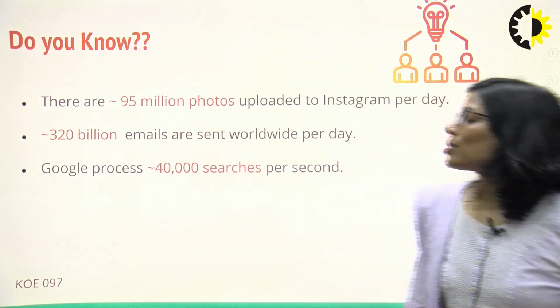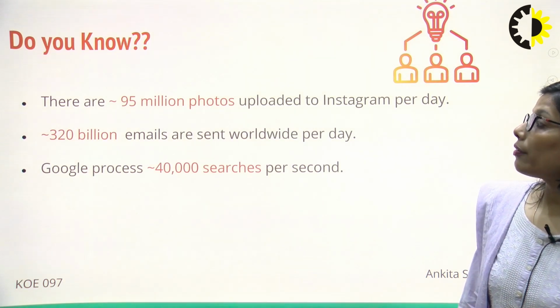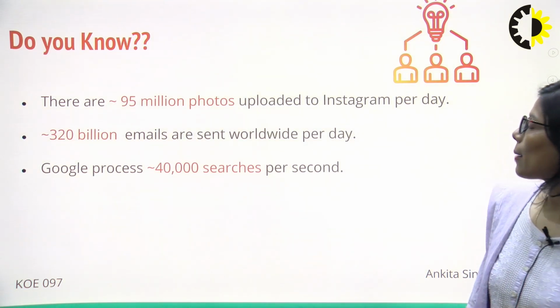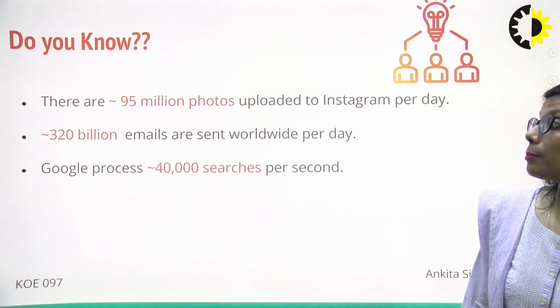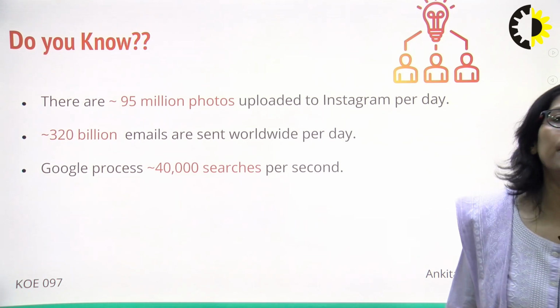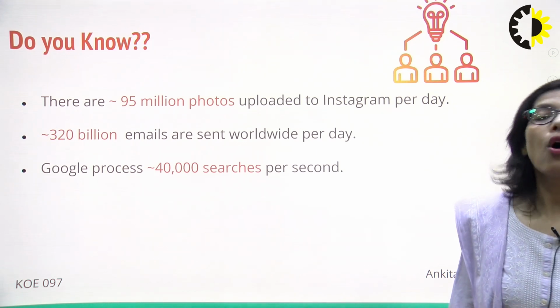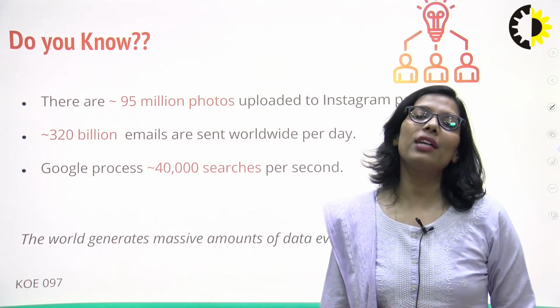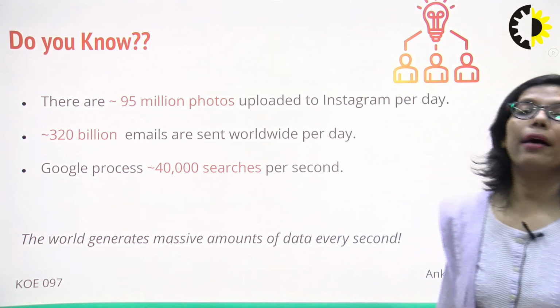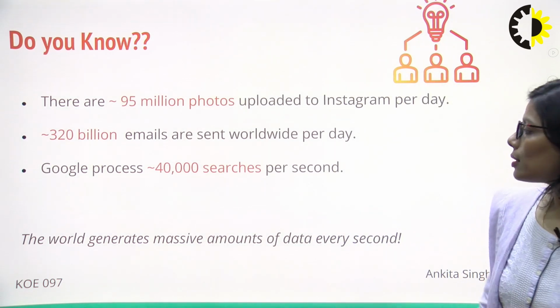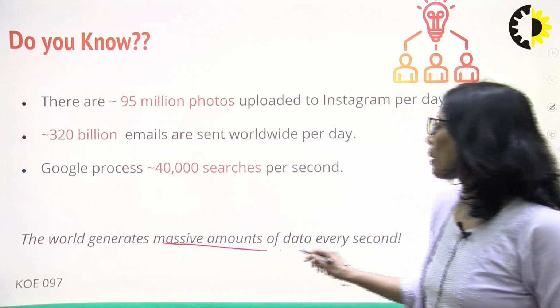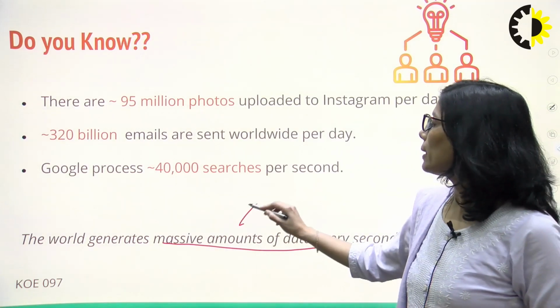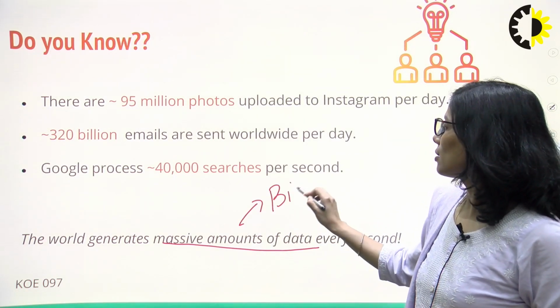So I want to state some facts for you. There are around 95 million photos being uploaded to Instagram per day. Around 320 billion emails are sent worldwide per day, and Google processes around 40,000 searches per second. So we can say that we are generating a massive amount of data every second. This massive amount of data that we're talking about, we can call it big data.